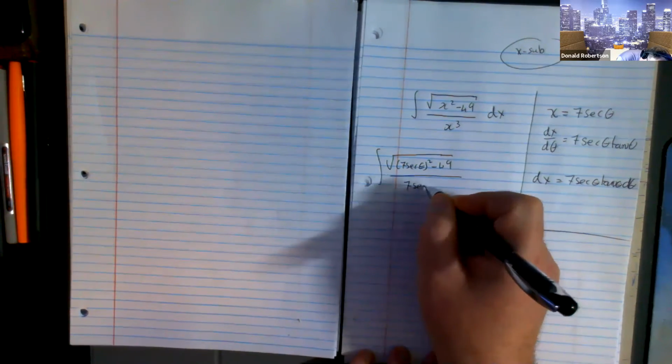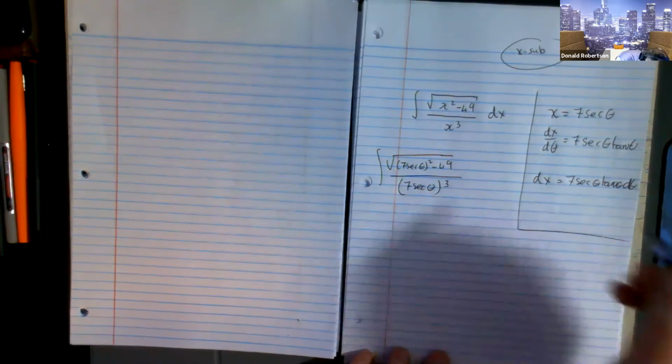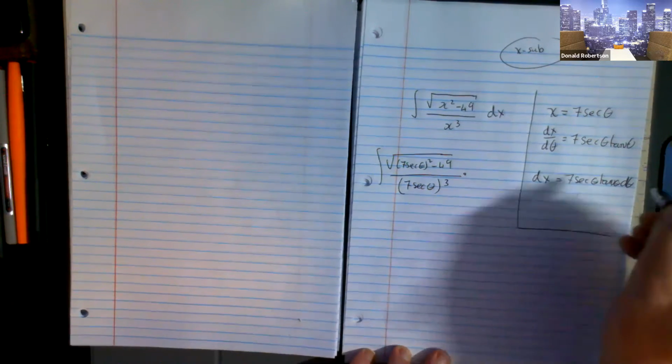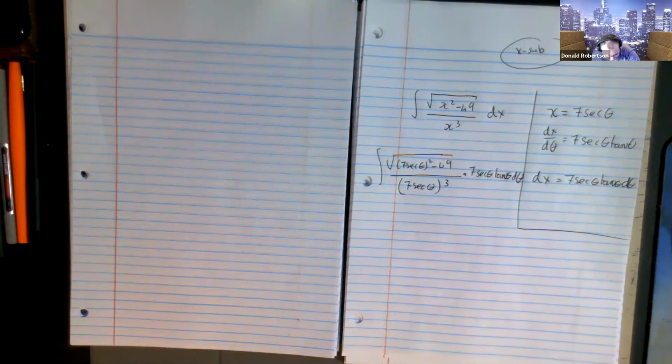So what we now do is replace everybody. The x is going to be replaced by 7 secant theta, so x squared is that guy, take away 49. On the bottom, I'm going to have 7 secant theta, the whole thing cubed. And instead of the dx, I'm going to have another 7 secant tan theta d theta.